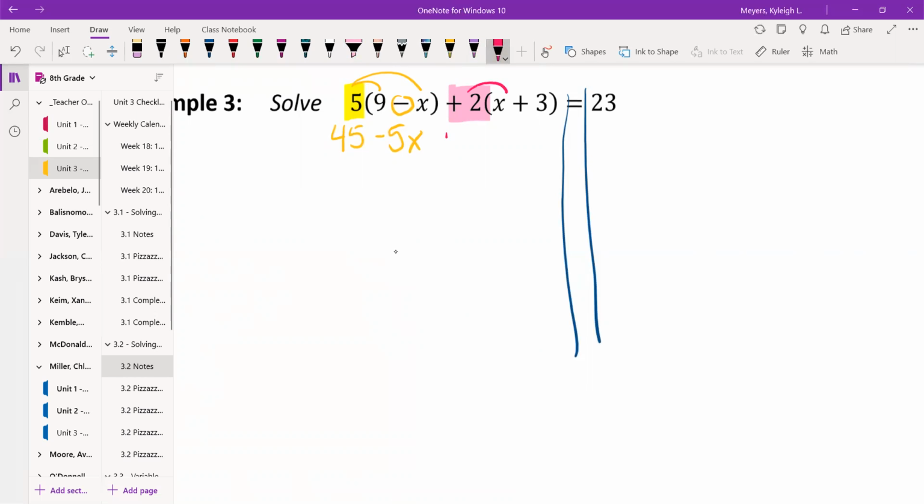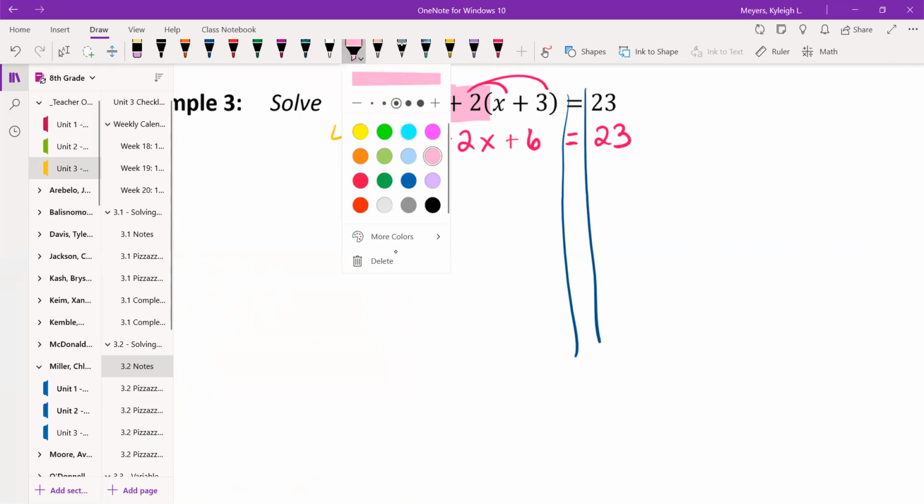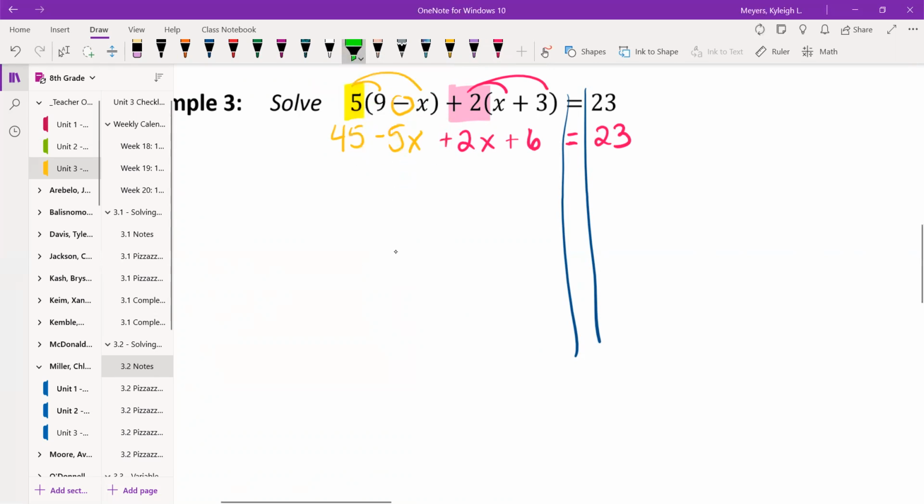2 times x is 2x. 2 times 3, 6. And we set that all equal to 23. Okay, so again, now we have like terms here, right? So we have things in common. We have 45 and 6. So 45 plus 6 is 51, right?